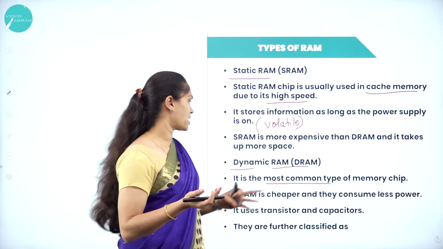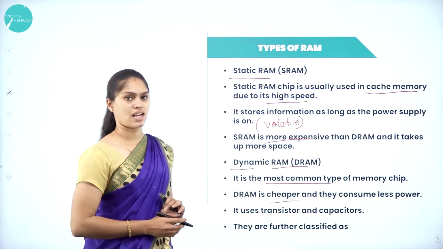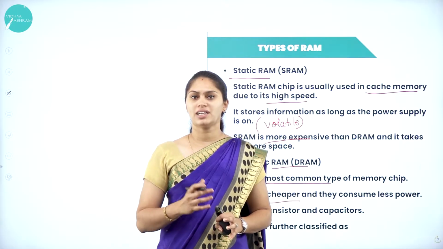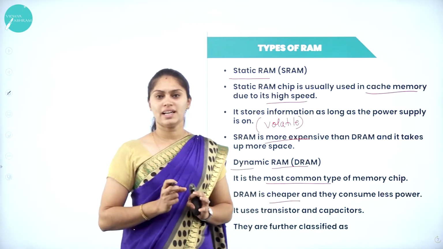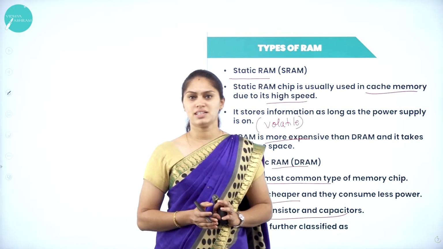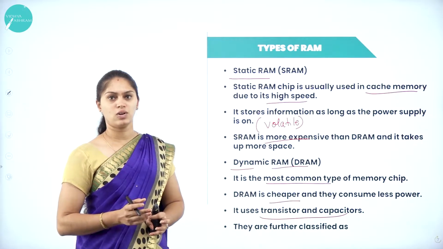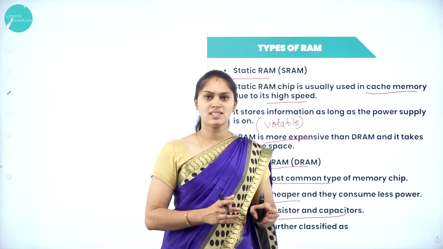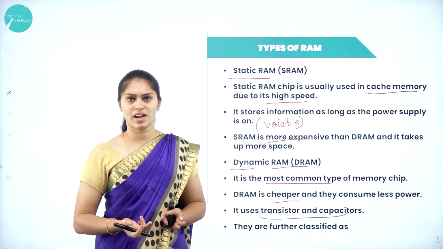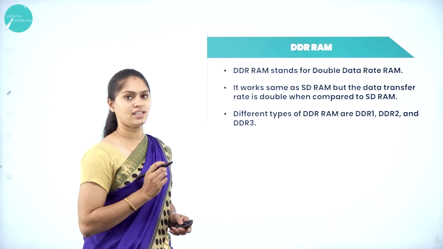So SRAM is more expensive, and this DRAM is cheaper when compared to SRAM, and it also consumes less electric power in order to read and write the data or to hold the data and instructions. It uses transistors and capacitors. So RAM is divided into two parts, that is SRAM and DRAM. This DRAM is again further classified into two types, that is SDRAM and DDR-RAM.